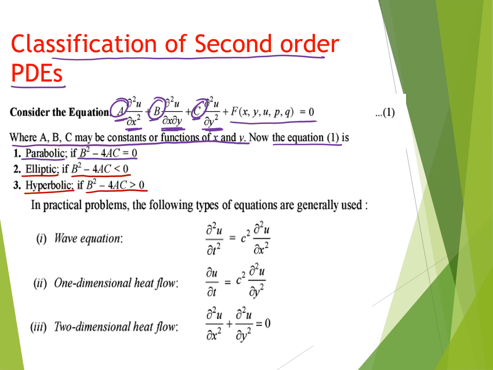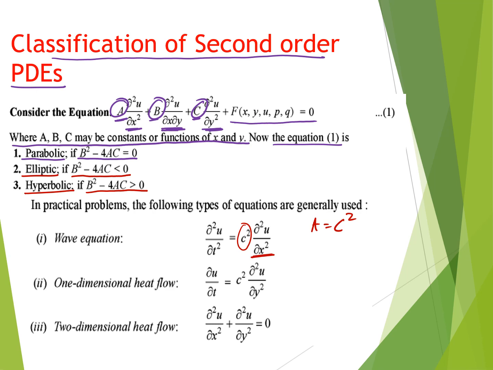So over here u is a dependent variable and the double derivative of u is multiplied by the constant c square. That means the value of a is c square.